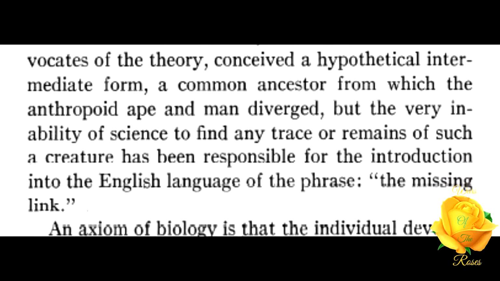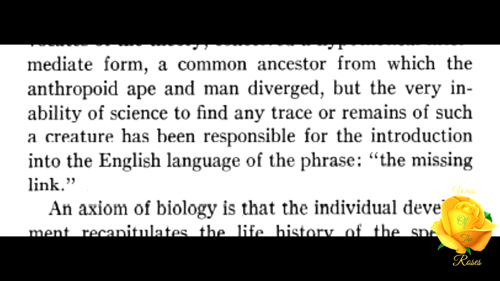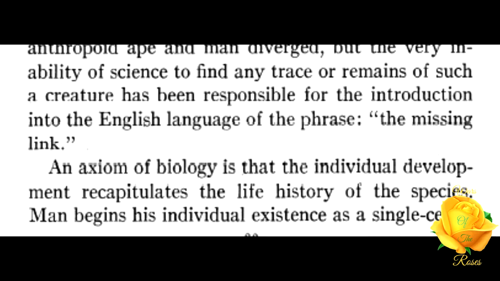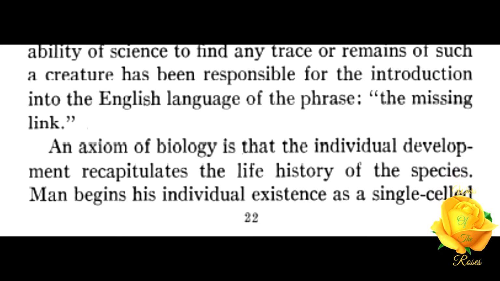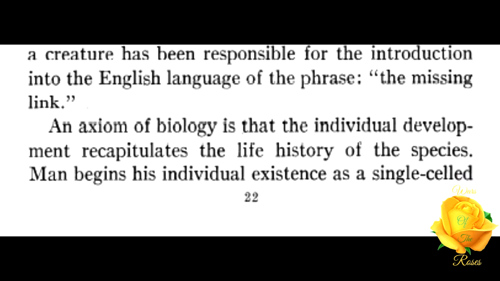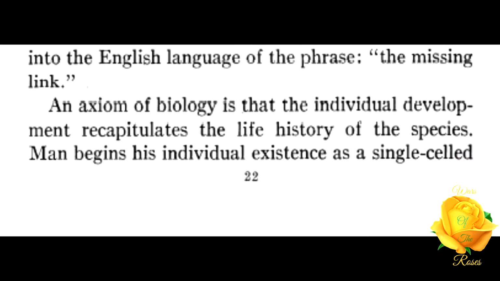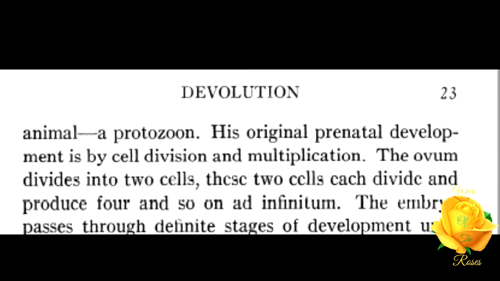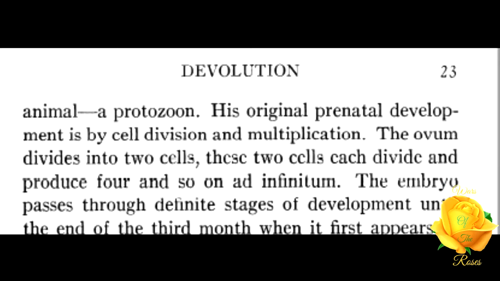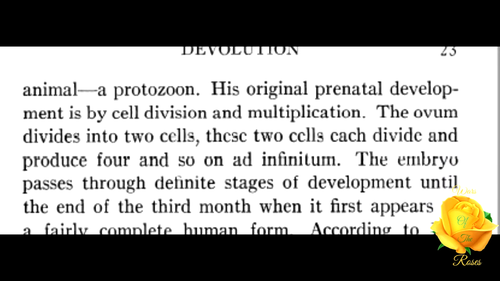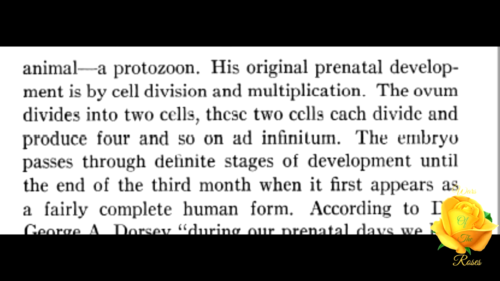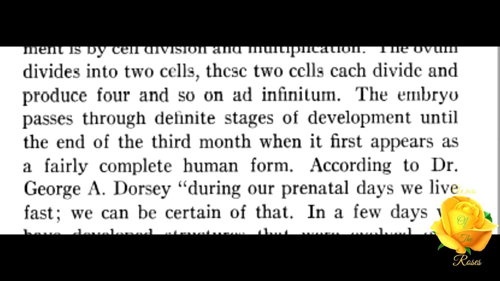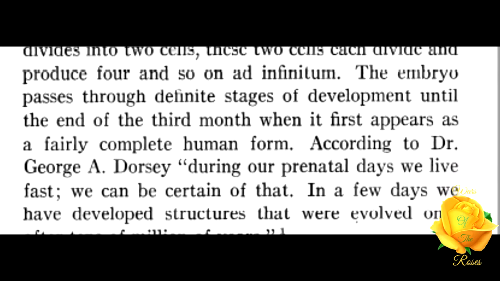But the very inability of science to find any trace or remains of such a creature has been responsible for the introduction into the English language of the phrase, the missing link. An axiom of biology is that the individual development recapitulates the life history of the species. Man begins his individual existence as a single-celled animal, a protozoon. His original prenatal development is by cell division and multiplication. The ovum divides into 2 cells. These 2 cells each divide and produce 4, and so on ad infinitum. The embryo passes through definite stages of development until the end of the 3rd month, when it first appears as a fairly complete human form.